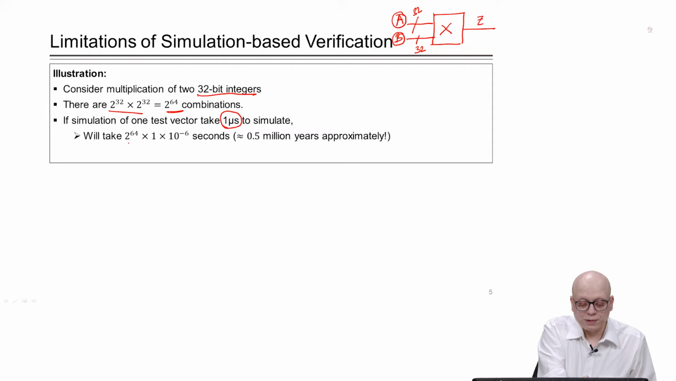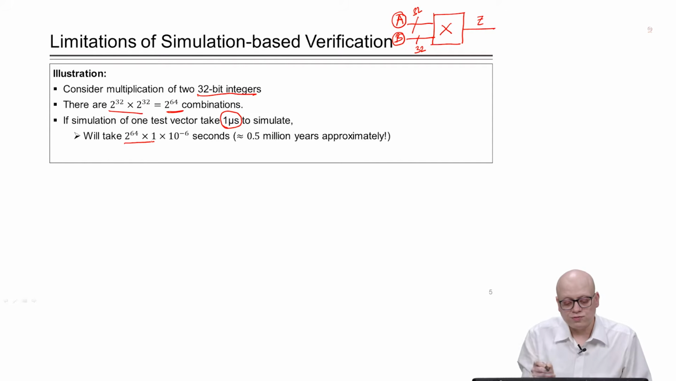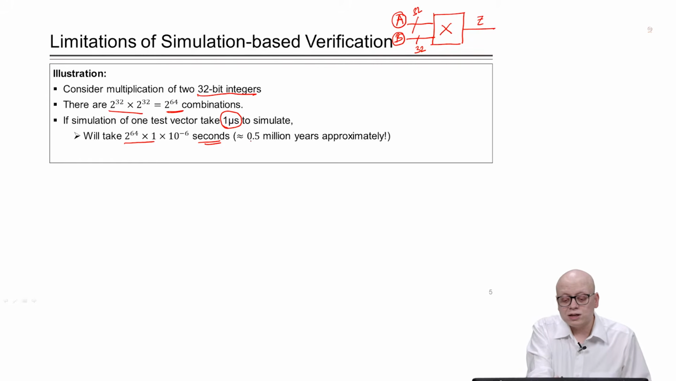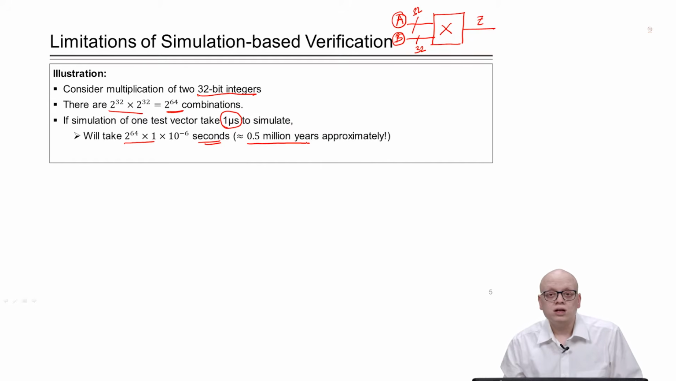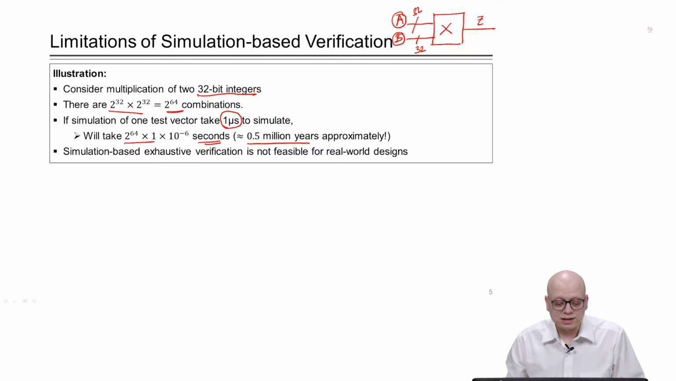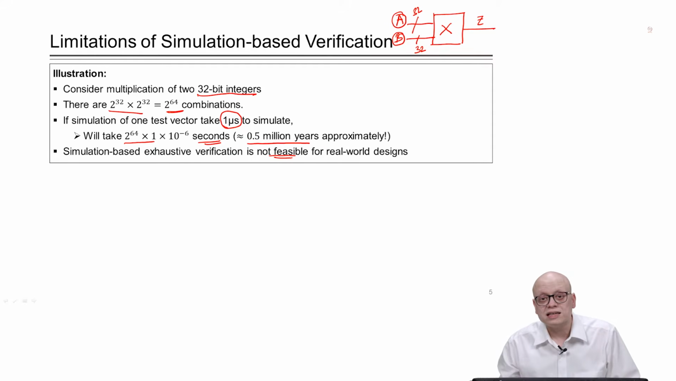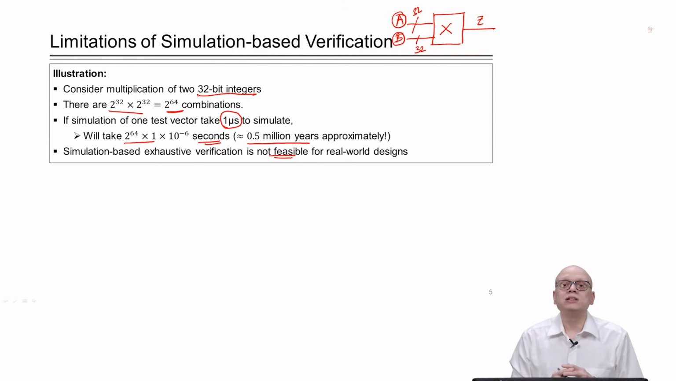We can simply multiply 2 to the power 64 into 1 into 10 power minus 7, and that will give us a number in seconds. And if we convert it into number of years, it will turn out to be around 0.5 million years. So, evidently this simulation based exhaustive verification is not feasible. We cannot apply so many test vectors in real world designs and establish its correctness by simulation.